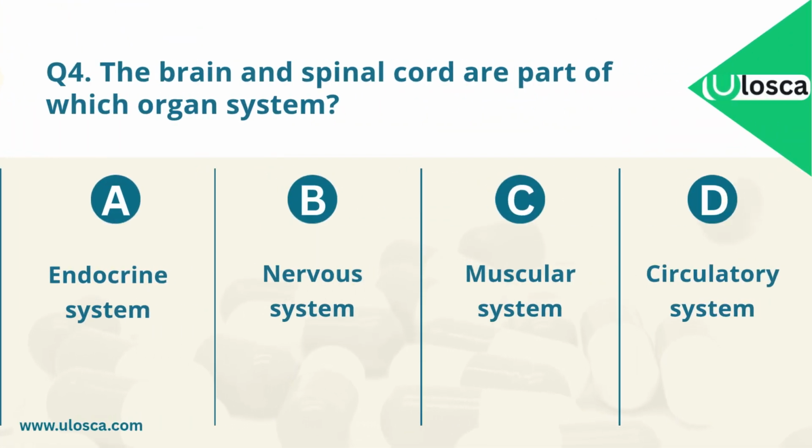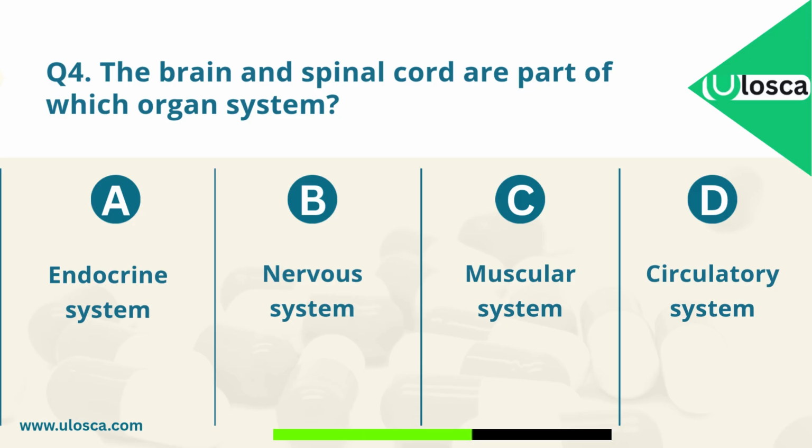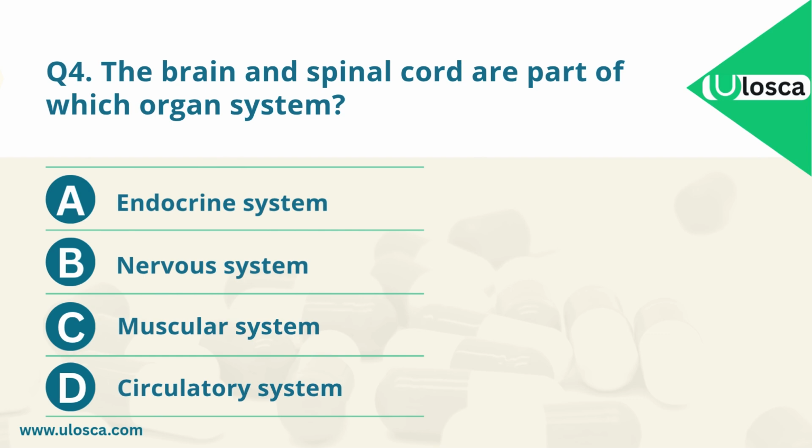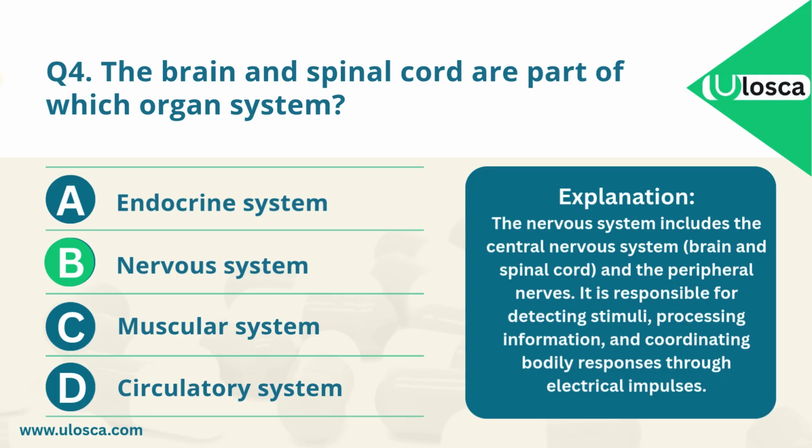Question 4. The brain and spinal cord are part of which organ system? A. Endocrine system. B. Nervous system. C. Muscular system. D. Circulatory system. Which one is the correct answer? The correct answer is B. Nervous system. Explanation. The nervous system includes the central nervous system and the peripheral nerves. It is responsible for detecting stimuli, processing information, and coordinating bodily responses through electrical impulses.